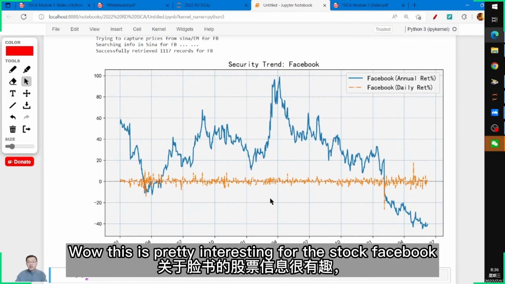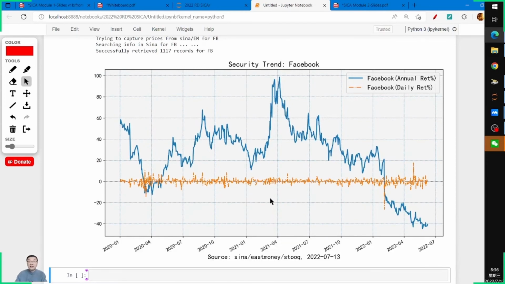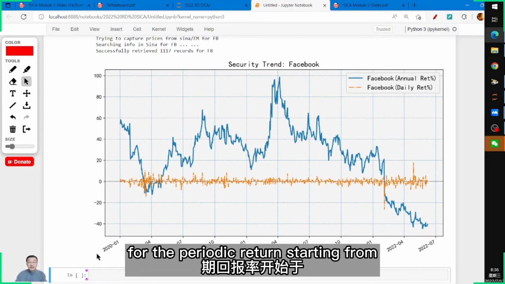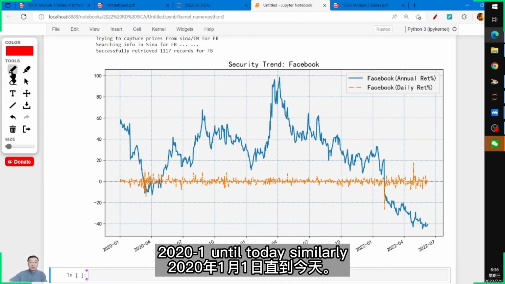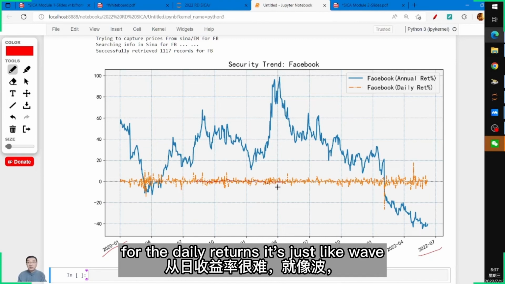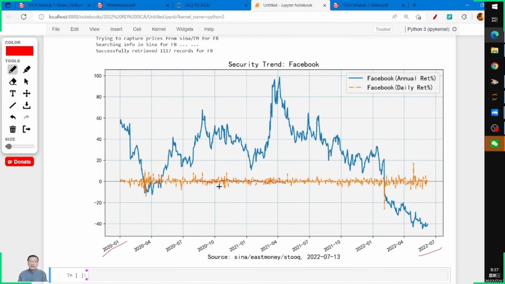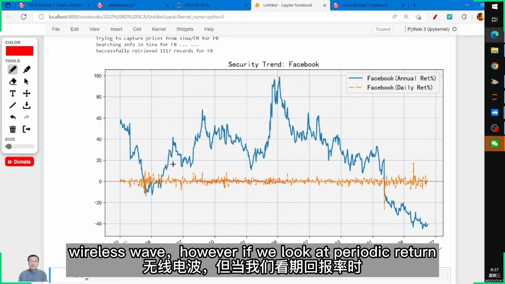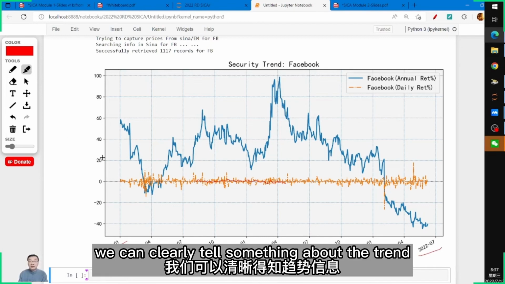Wow, this is pretty interesting for the stock Facebook. For the periodic return starting from January 2020 until today. Similarly, we also find it difficult to find any useful information in the daily returns. It's just like a wave, an electronic wave, wireless wave. However, if we look at the periodic return, we can clearly tell something about the trend.